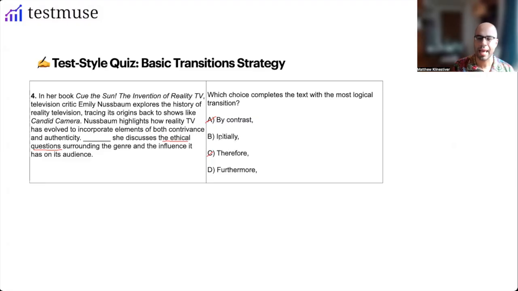Initially is a part of the broad addition category that shows sequence. So initially means first, right? So first she does this. We don't have any sense that this would be the first thing that she did. So I'm going to eliminate that. And this is going to be furthermore. In addition would work as well. Moreover, additionally, those would all work here.